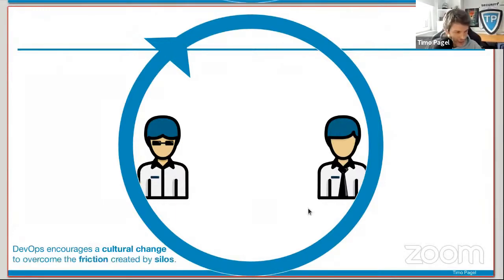This is based on Patrick Debois's definition. So DevOps encourages cultural change to overcome the friction created by silos. So between these two here, there is a wall in between. In case you have multiple developer teams and multiple operations teams, there is always some friction between these, and the target is to remove this wall so that they work better together.